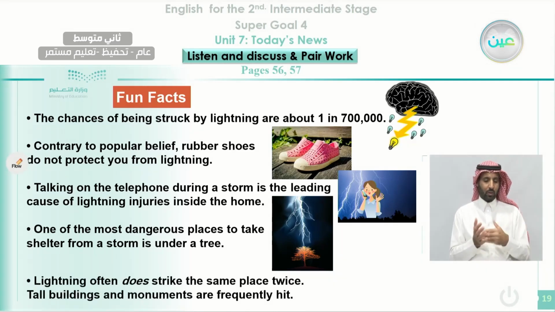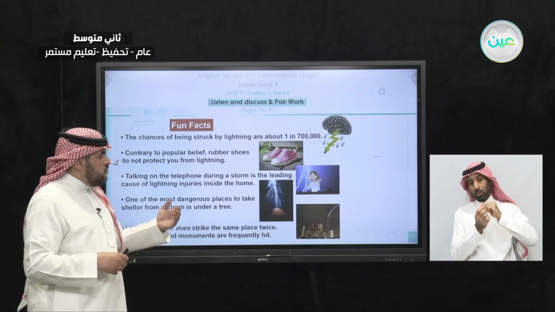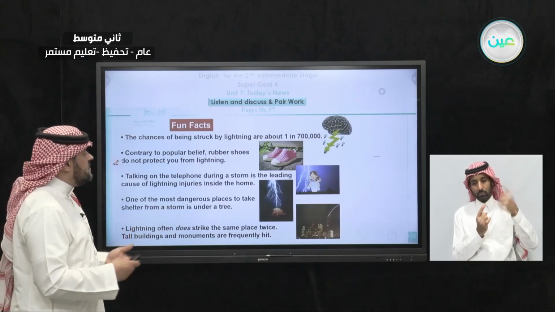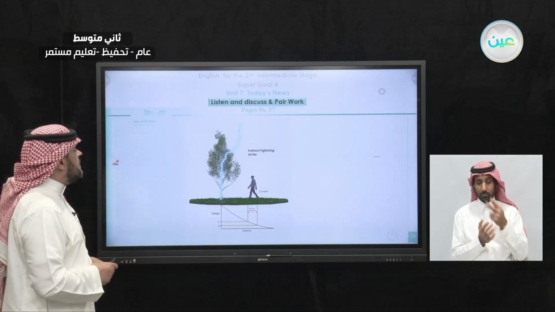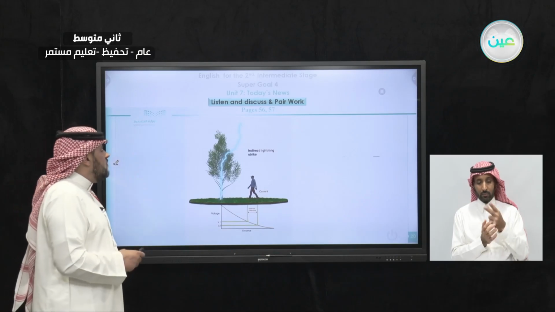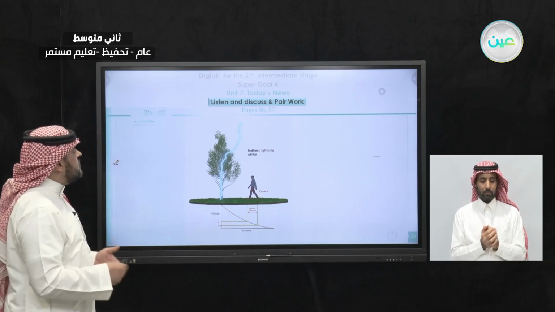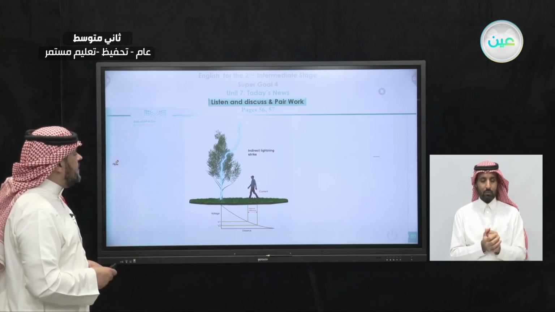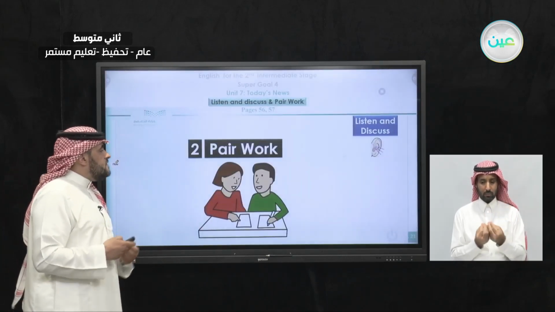The last one, lightning often does strike the same place twice. Tall buildings and monuments are frequently hit. Okay, there are some protections on the tall buildings to avoid these lightning shocks that sometimes may take place. So here is the electric shock that sometimes goes from the tree, which is very dangerous. You can see it here, and you can read more about it and find out how to protect yourself against the lightning. Okay, now we move to the second part of our class today, that is about the pair work.